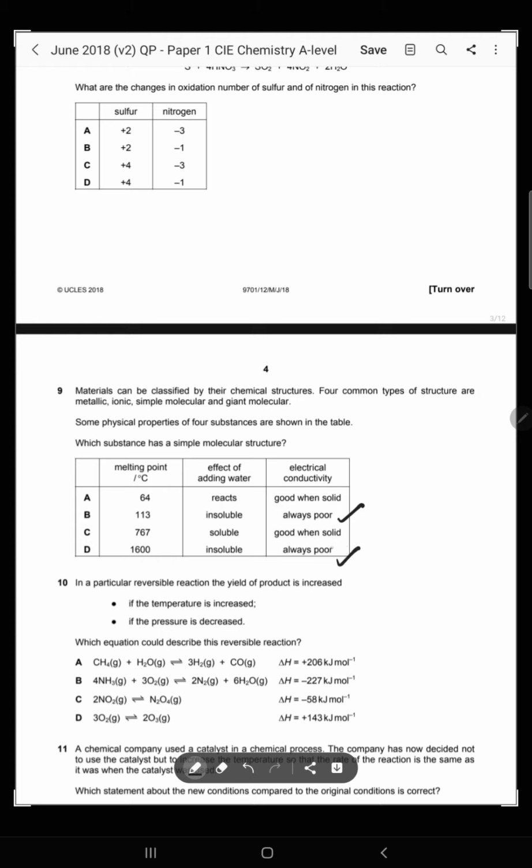The only ones that follow these conditions are B and D, but D is not going to be the answer as this has a very high melting point, so this is giant covalent. So the only answer option available is B. This is simple covalent. This is giant.